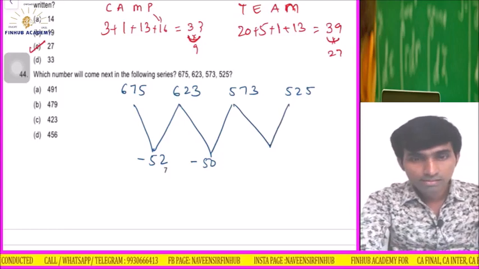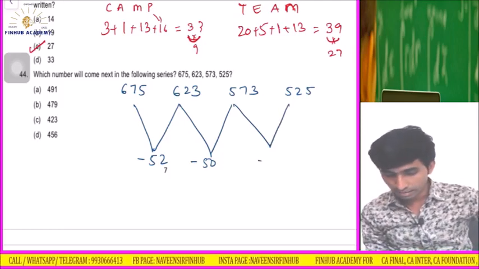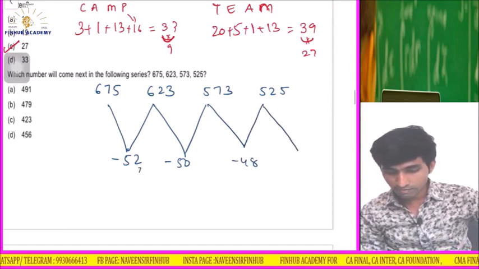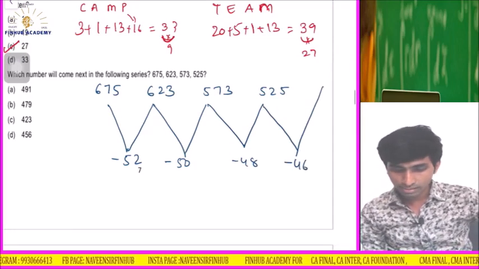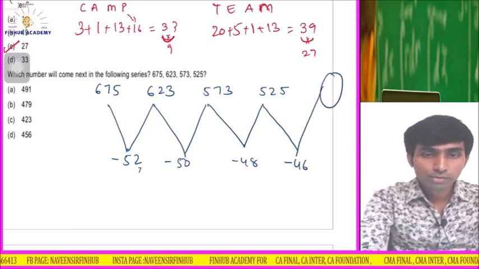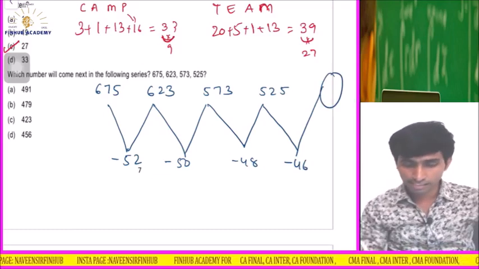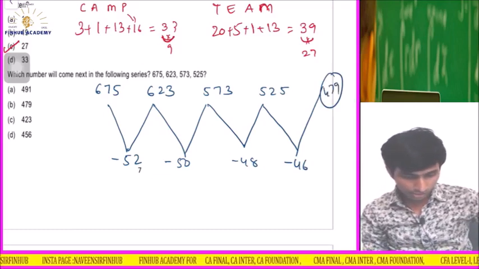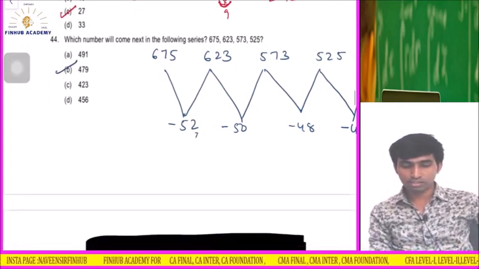573 minus 525, so the answer is 48. From this, I will subtract 46 to get the next number. So 525 minus 46, my answer is 479. Let us check whether it is there in the options. Yes, it's option B.